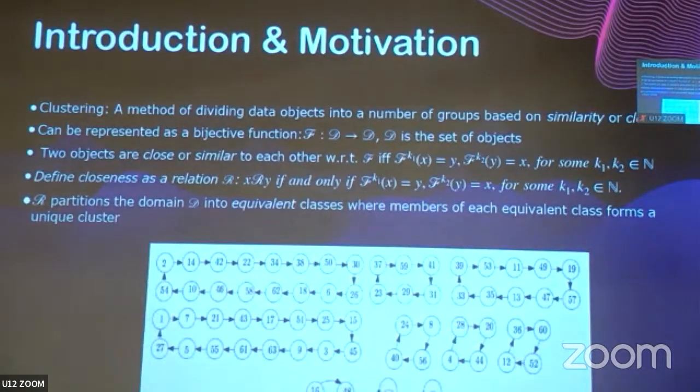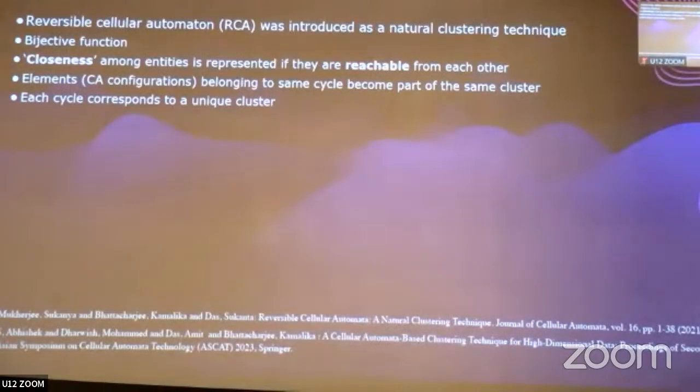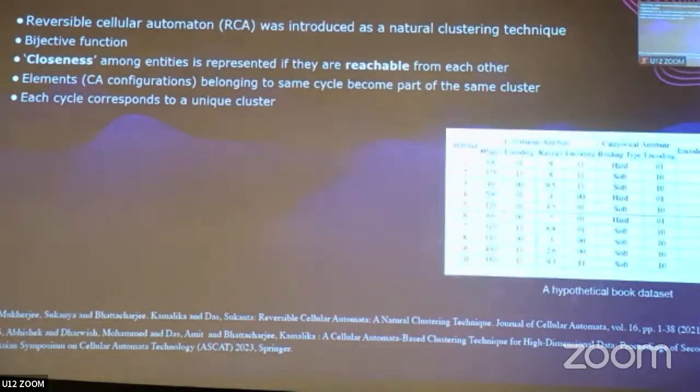And we used the transitions of automata, which is a reversible transition, to cluster the objects. For example, this figure shows the transitions of a particular automaton where there are some cycles, and each of the cycles is called a cluster. Now, when we took reversible CA and applied it to the clustering problem, we faced one particular problem. Our CA takes a configuration, which, if you take a binary CA, is a sequence of bits. But if you take any real data set containing real numbers, how do we convert it? For that, we needed some encoding techniques.